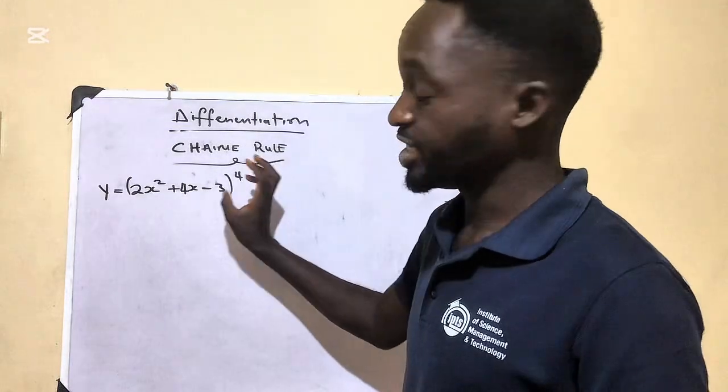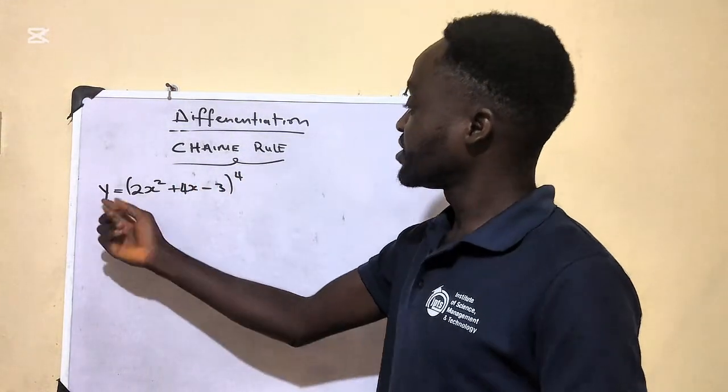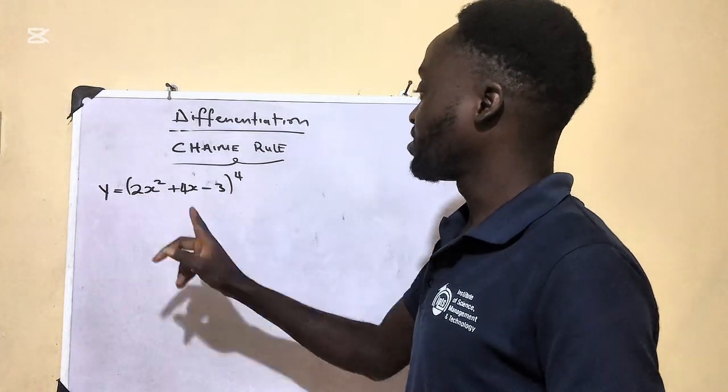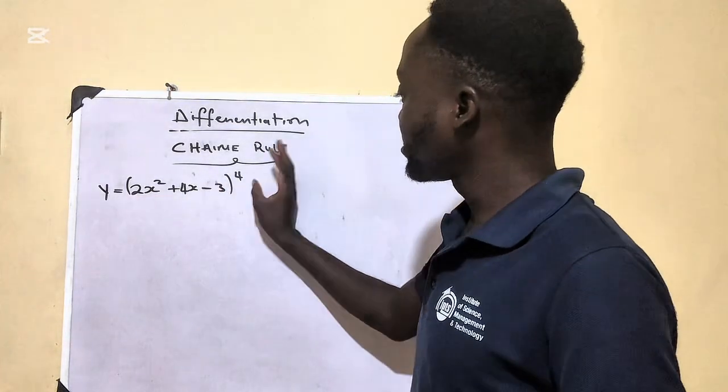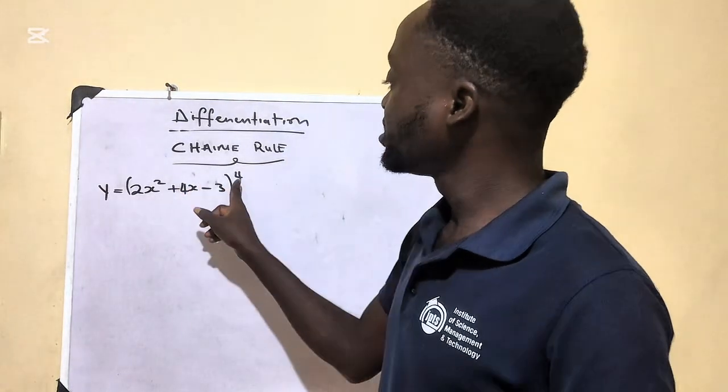So let's take this one as a case example so that you can see how you can carry out this differentiation. So we are asked to differentiate y equals (2x squared plus 4x minus 3) to the power of 4. So if you want to apply the chain rule to this kind of equation, the first thing you need to do is differentiate this power.